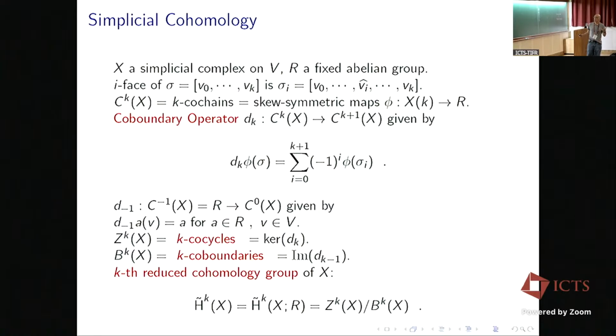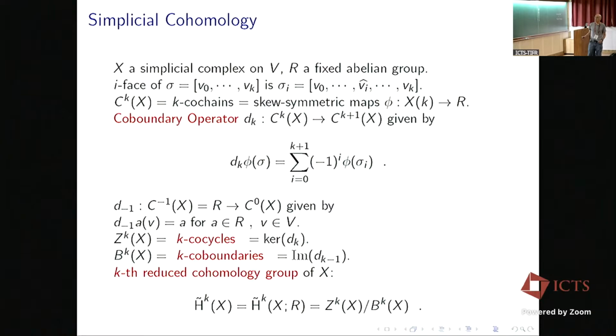So subsets of size k plus 1. And the skew symmetry means that the sign of phi changes according to the order of the vertices. And we have the coboundary operator from Ck to Ck plus 1, just declaring dk phi at the k plus 1 simplex to be the alternating sum of phi at the faces of this simplex. And again, notions that we have encountered even today.